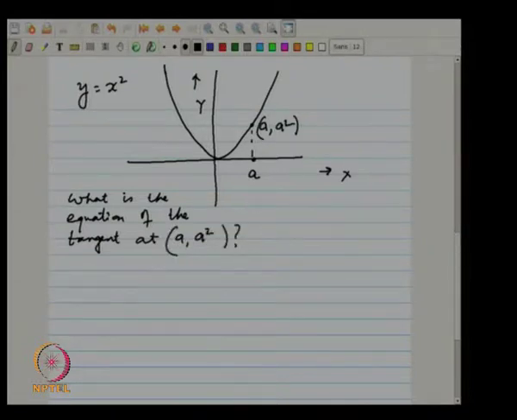Do you remember enough of your analytical geometry? No, just tell me the answer. I don't want to know how you calculate. So, what you are saying, y equal to 2ax minus a square. Great. So, you remember it pretty well. So, does it now ring any bell?